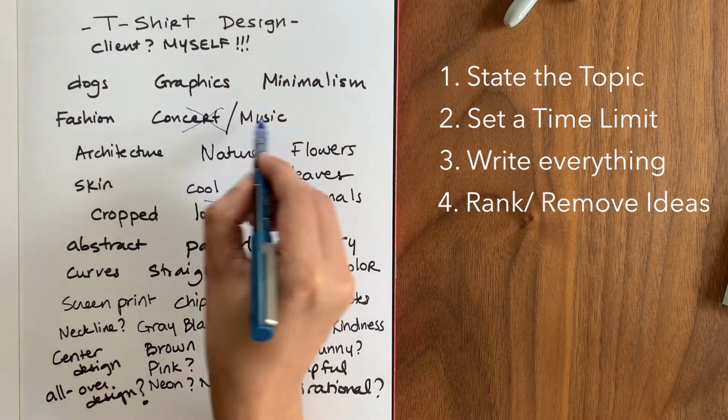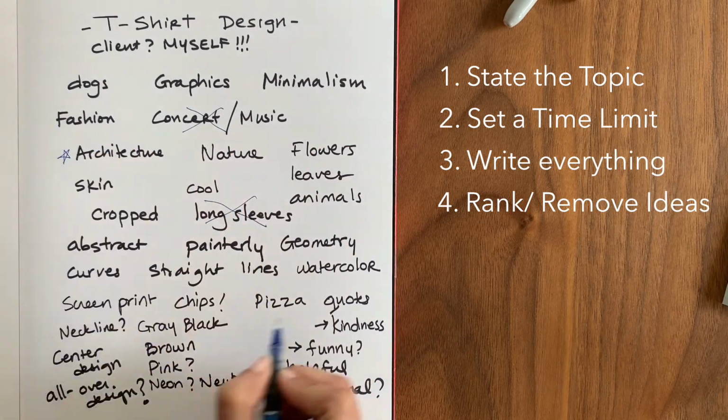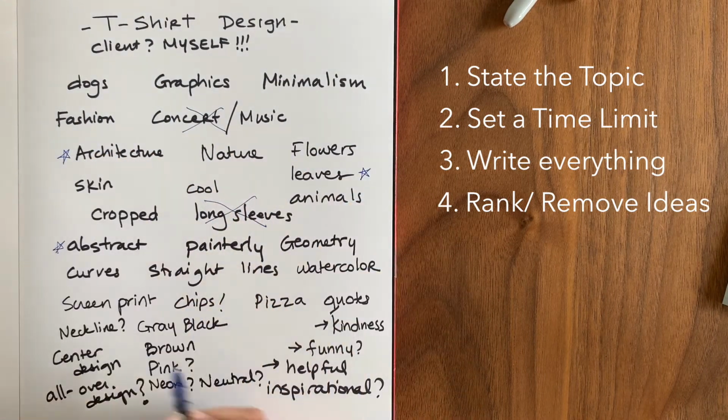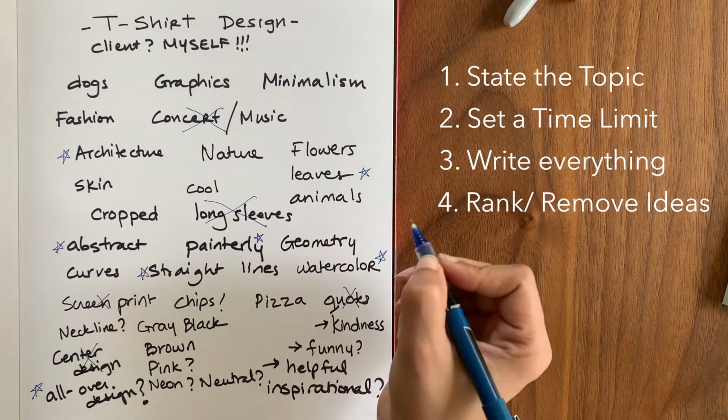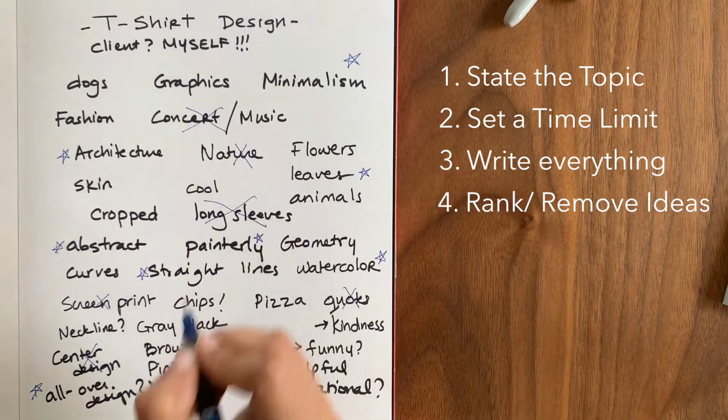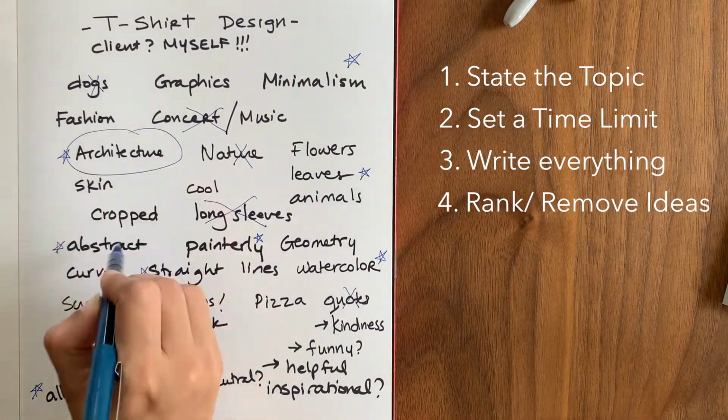Here, I would like to rank and remove some ideas. So what I'm doing here is just crossing out ideas that I really don't want to work on or don't think are good enough or exciting enough. And I'm putting a star by things that really jump out and excite me.